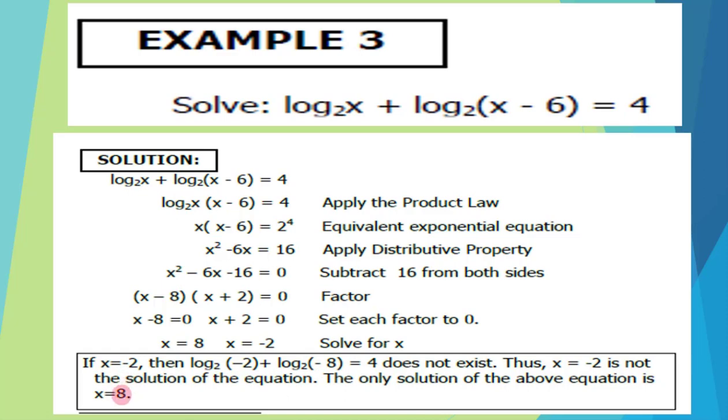Now let's try to do some mental math. We substitute x equals 8 into the original equation. Log of 8 to the base 2 is 3. Then 8 minus 6 is 2. So what is log of 2 to the base 2? It's 1. So 3 plus 1 is 4. So that's how to check it mentally.